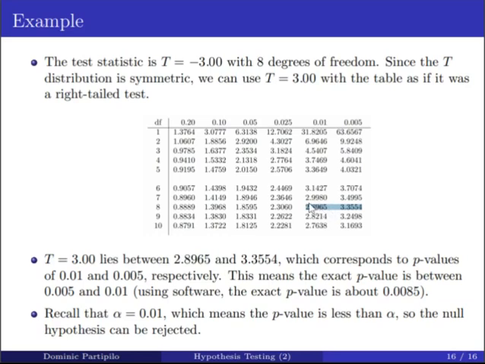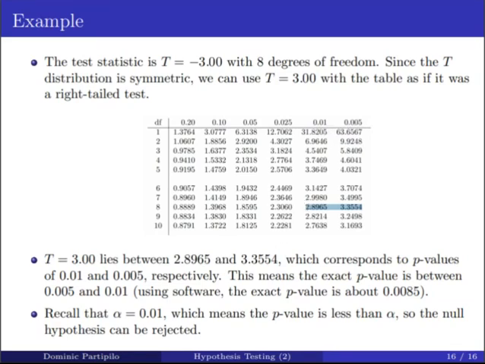So the p-value that's associated with 2.8965 is 0.01. And the p-value that's associated with 3.3554 is 0.005. And we know t equals 3 is somewhere in between these two values. So what that tells us is that the p-value is somewhere in between these values. So we know the p-value is somewhere in between 0.005 and 0.01.